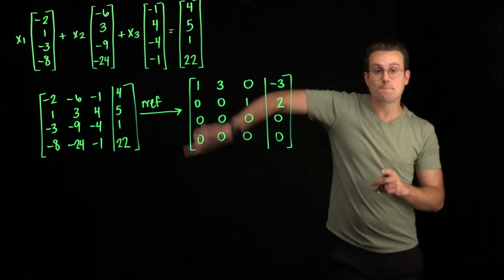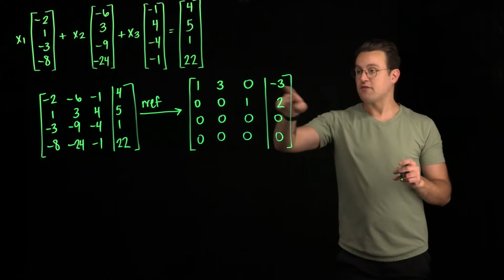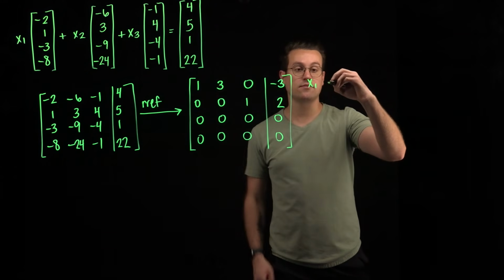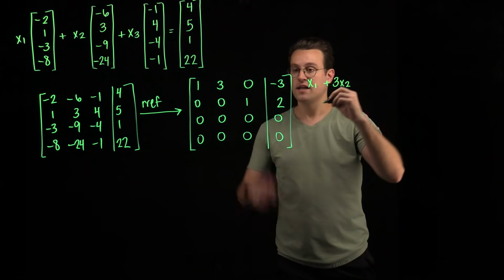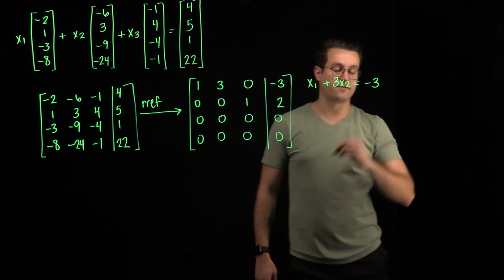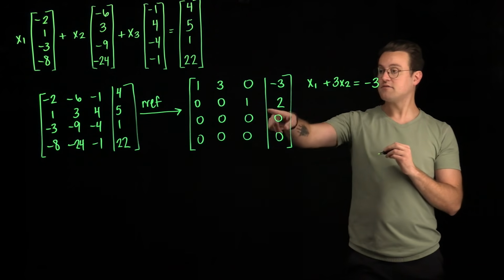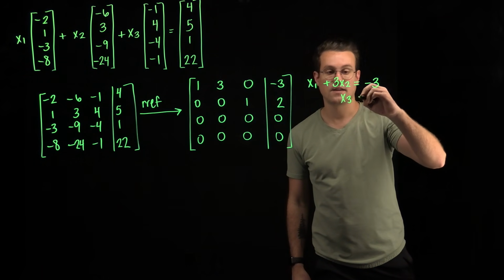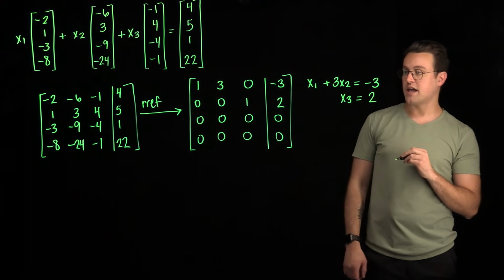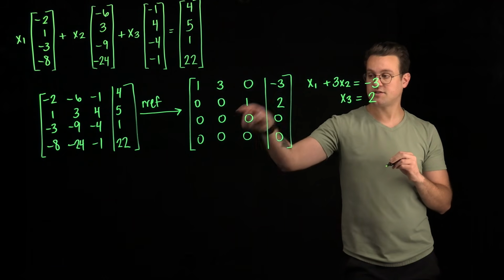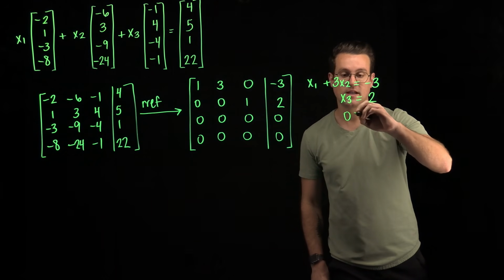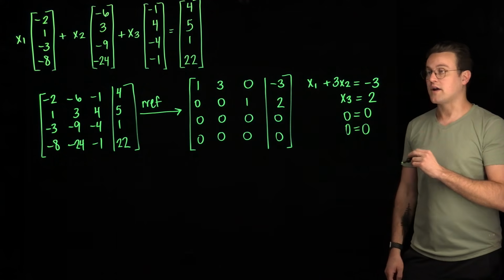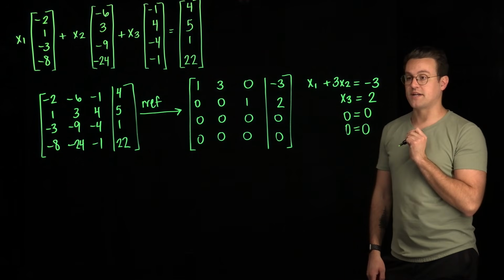And now I can go back into a system of equations by reading across each row. So x1 plus 3x2 equals -3. Okay, then in the second row, 0, 0, 1x3, so x3 equals 2. Then 0x1 plus 0x2 plus 0x3, that's just 0, equals 0. And then 0 equals 0. Okay, from here, we can use this information to figure out how many solutions we have.